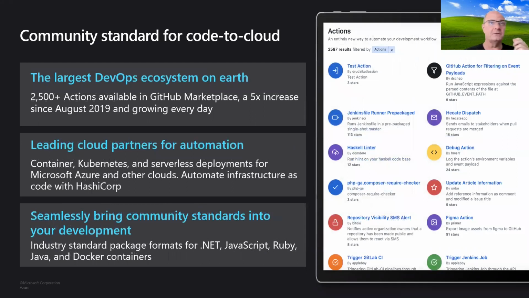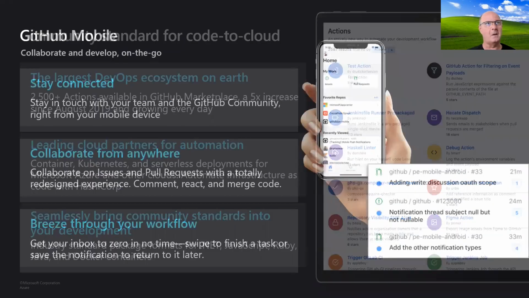There's community standards for code to cloud. So we have a lot of different GitHub Actions that have already been built. Any kind of crazy idea you have for building a GitHub Action, check with the marketplace first. So marketplace.github.com is a great place to start. And there's a lot of GitHub Actions out there. Most of them are free and open source as well. And you can just grab them and start playing with them, edit them as you need.